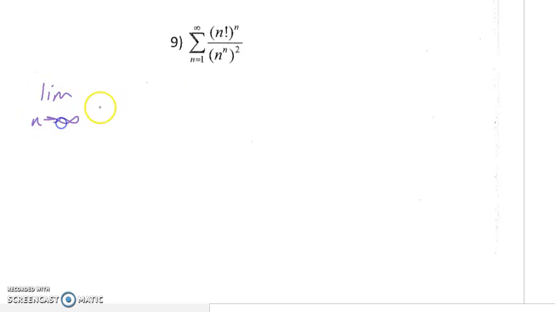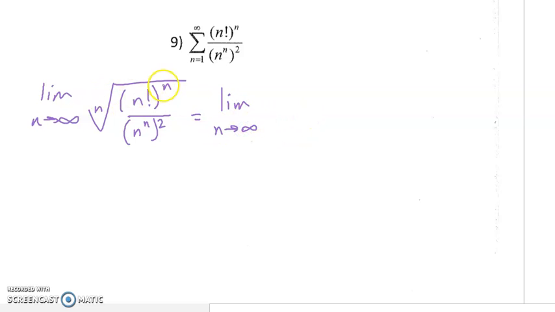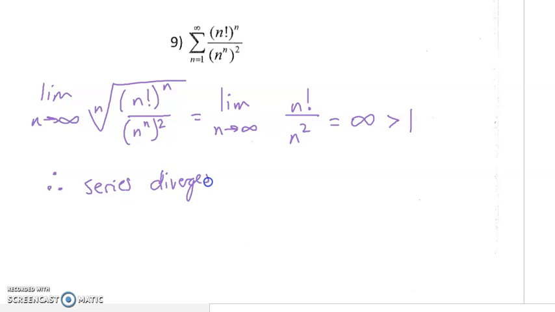Limit as n approaches infinity of the nth root of, yikes, n factorial raised to the n is about the biggest thing I've ever heard of. And then n raised to the n squared is pretty ginormous too. But we're taking the nth root of everything, so we can simplify this down. Divide each of these exponents by n, we get n factorial in the numerator, and we get n squared in the denominator. Well, okay. Yeah, this goes to infinity, but come on. Factorials grow crazy fast. In that hierarchy of infinities, these things beat almost everything. So this is definitely infinity, which is definitely greater than 1. Therefore, the series diverges by the root test. So it's pretty quick sometimes.